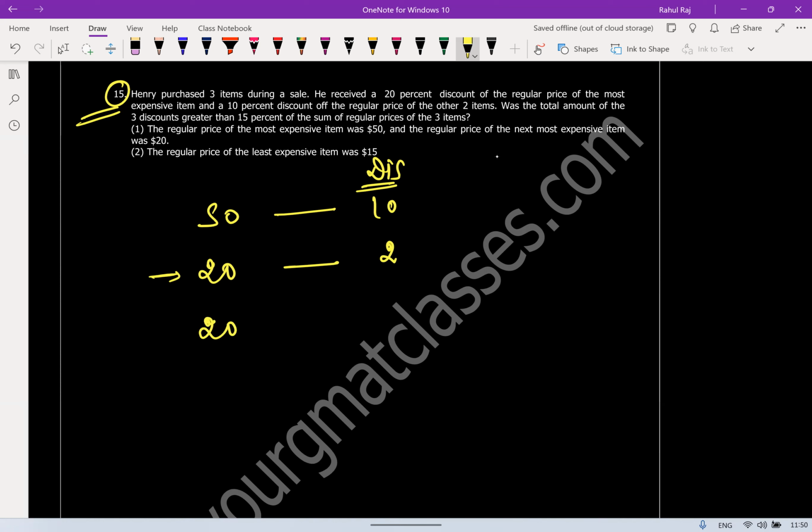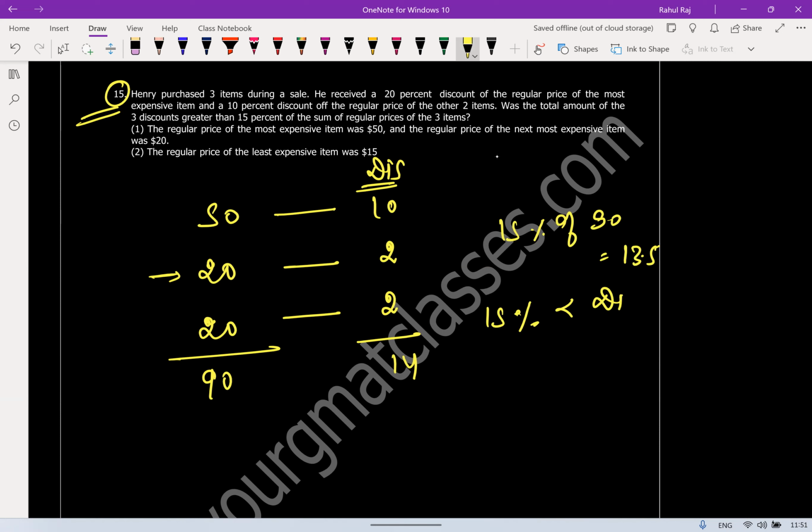So let me assume the maximum price of the third item could be only $20, right? So the discount on this is 2. So what is the total here? Total cost is 90. Total discount is how much? 14. What is 15% of 90? 13.5.